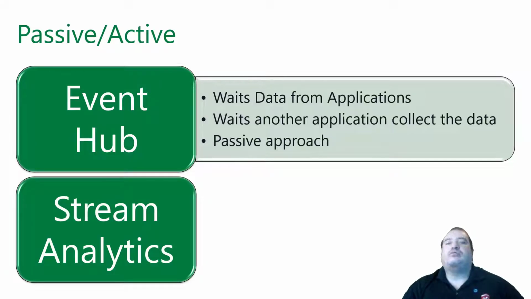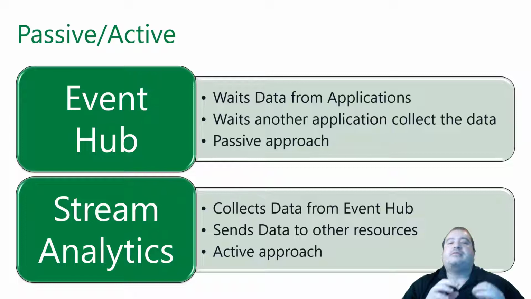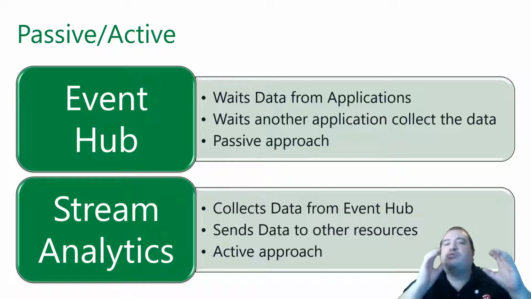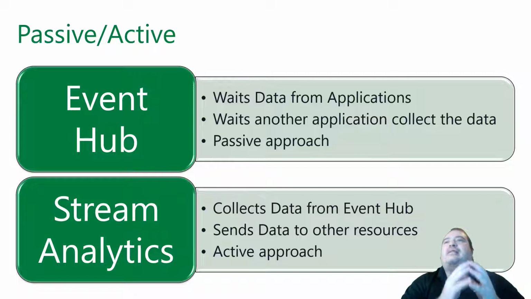Stream Analytics, on the other hand, collects the data from Event Hub. It goes to Event Hub and collects the data, and then sends the data to another resource which will store the data. So Stream Analytics has an active approach. It goes and gets the data and sends the data to another place. So we have two tools used in a Lambda architecture for real time, Event Hub and Stream Analytics. And one is a passive tool and the other is an active tool.